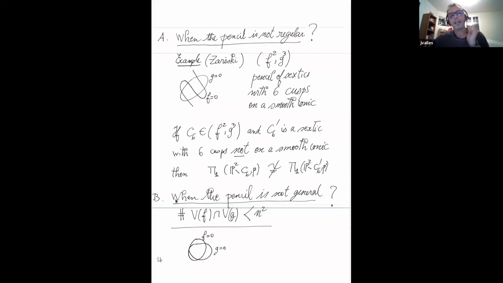The second case is a case where the pencil is not general, meaning that the base locus of curves of degree n contains strictly less than n squared points. So it means that you have some tangency along the base locus, like on the picture here. We have two smooth conics, but meeting in 3 points instead of 4 points.